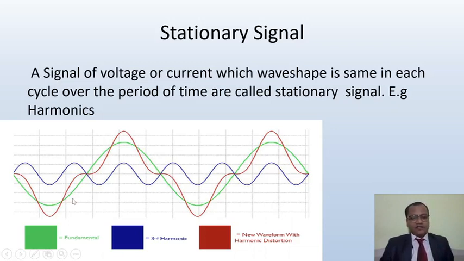This signal has periodic symmetry. That means after each cycle, the same wave shape is repeated. That's why it is called a stationary signal: the wave shape is the same in each cycle over a period of time. An example of a stationary signal is harmonics.